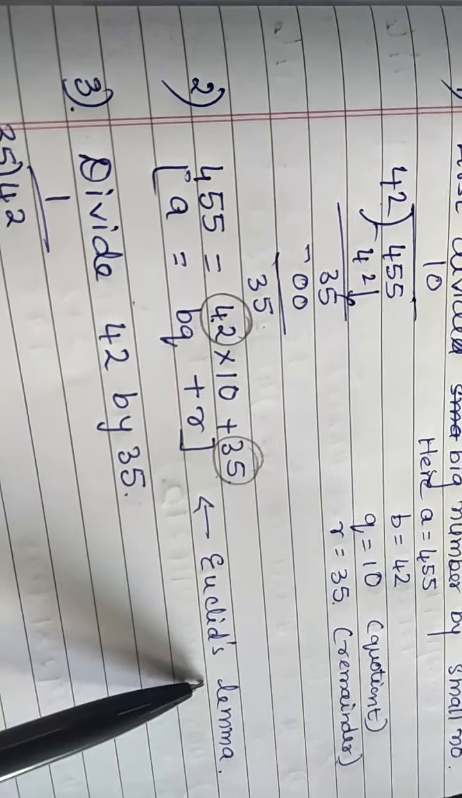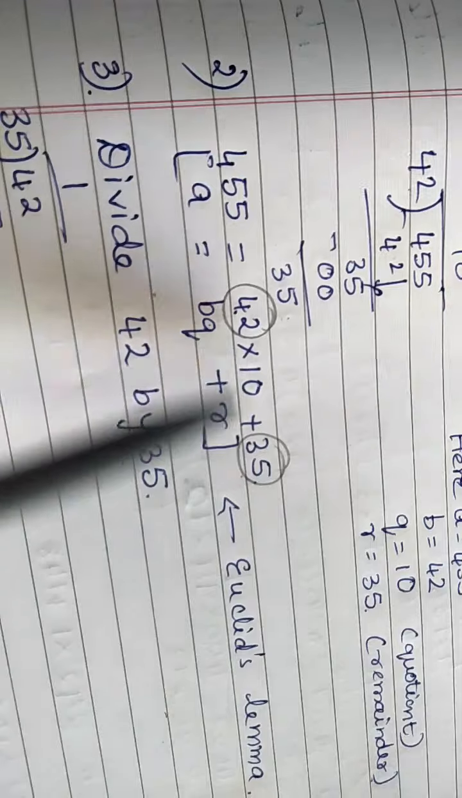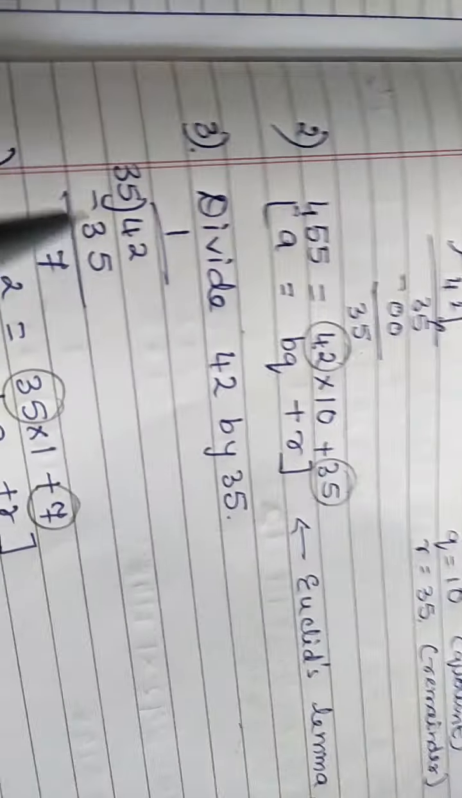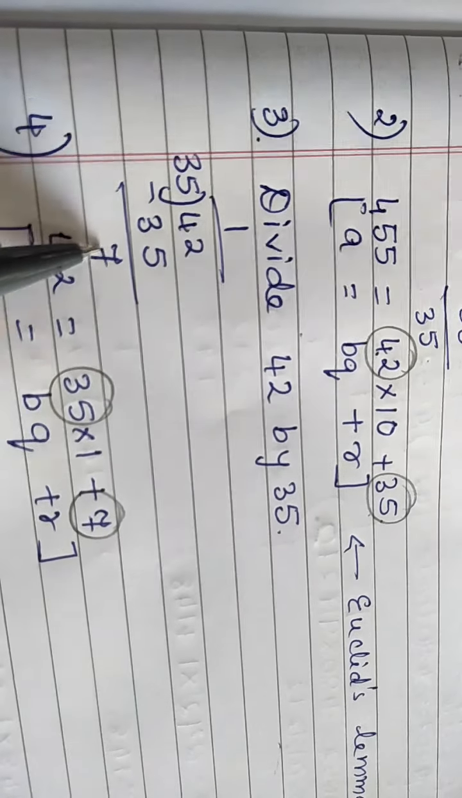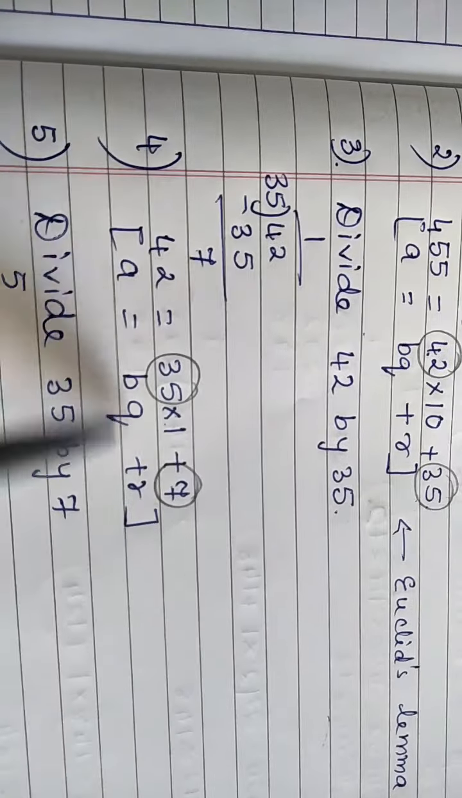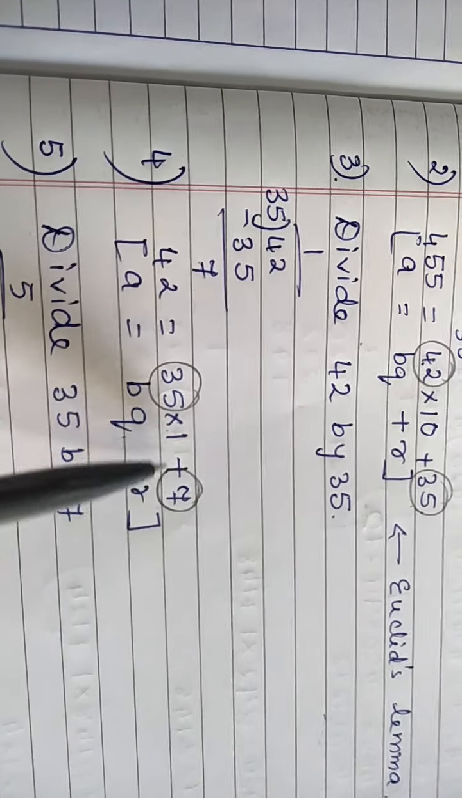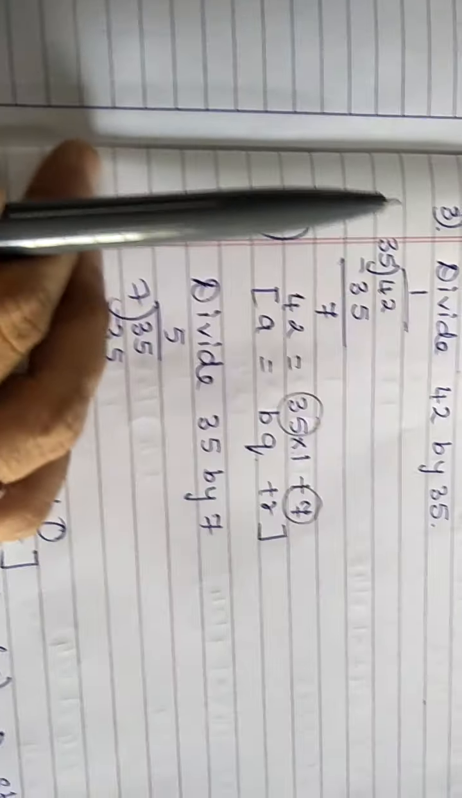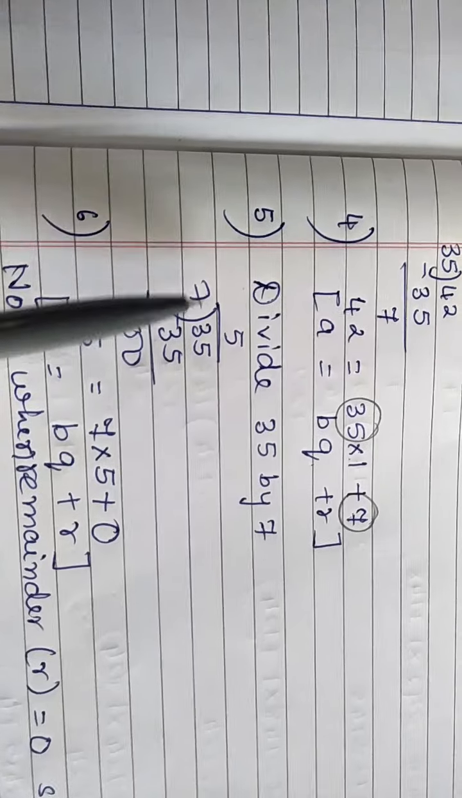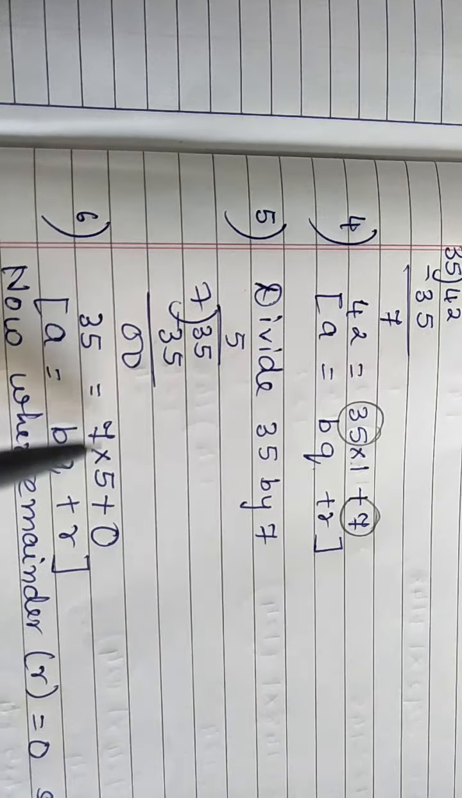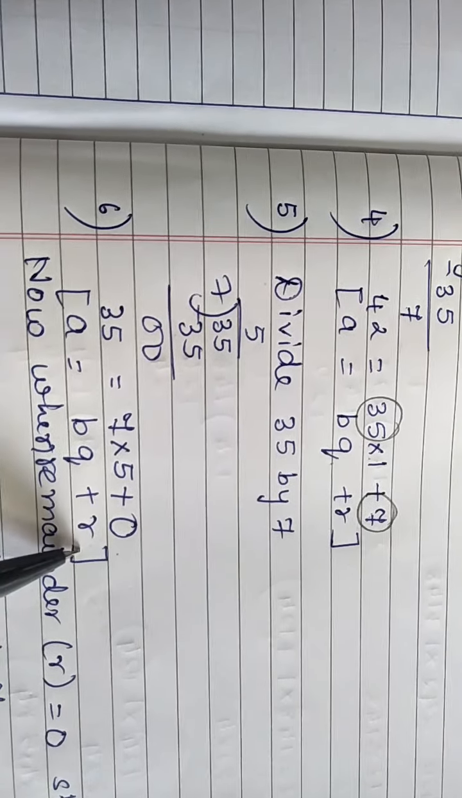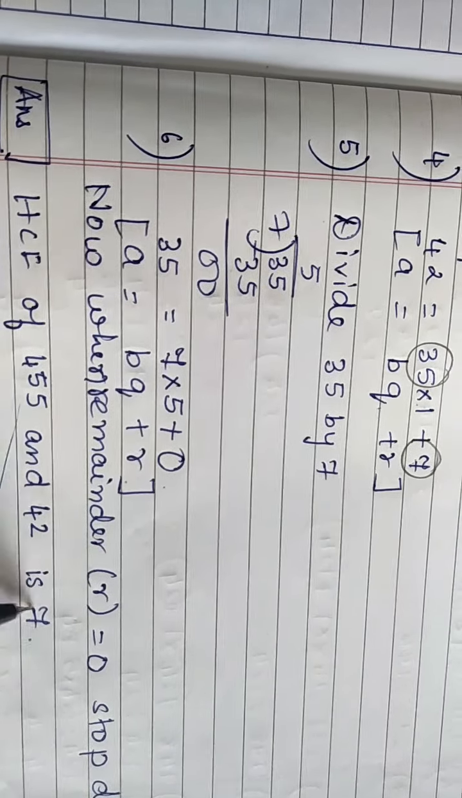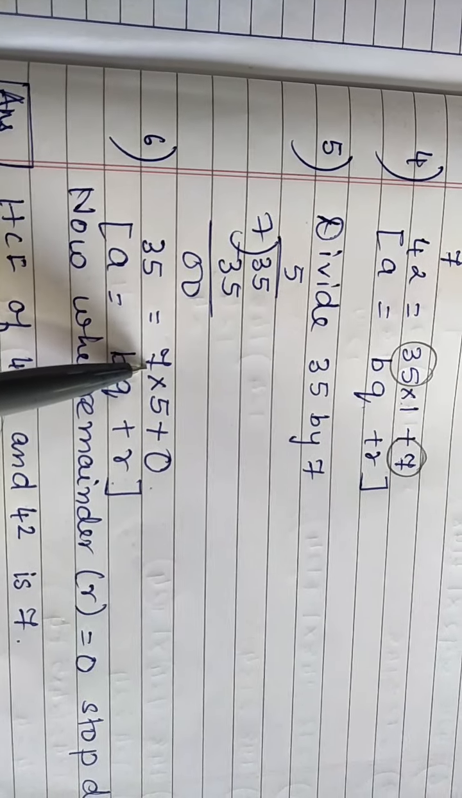This is Euclid's lemma. Now, in the next step, we take these two numbers as a and b and again divide them. Here we get 1 as the quotient and 7 as the remainder, so again we express it in this form. Next, we take a and b as these two numbers and again start the division. Now when you divide, you get 35 is equal to 7 into 5 plus 0. So here you get 0 as the remainder, and you stop the division. So the HCF of these two numbers is 7.